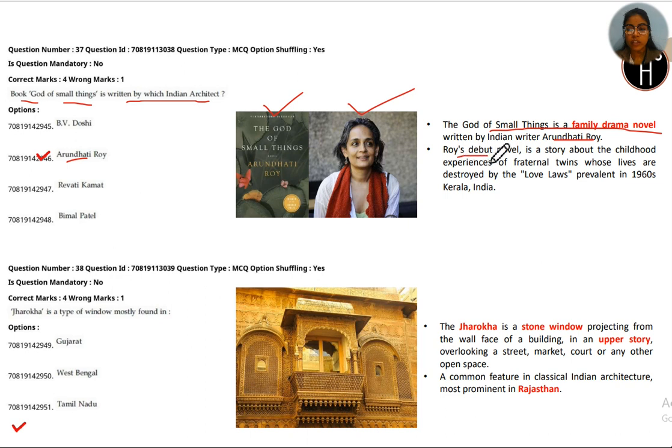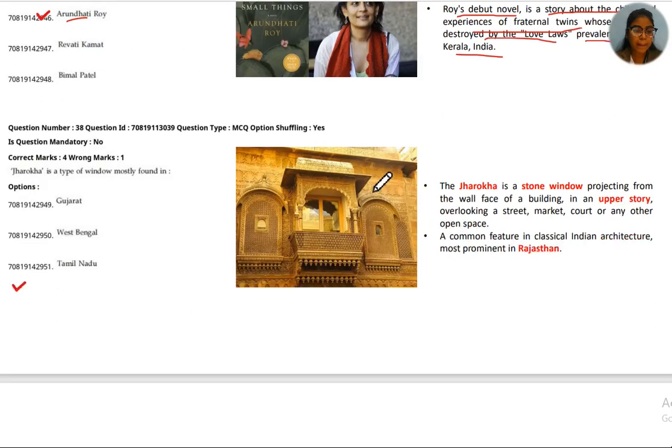Roy's debut novel is a story about the childhood experience of fraternal twins whose lives are destroyed by the love laws prevalent in 1960s Kerala, India. So, basically, it is a family drama type of novel, named The God of Small Things, which was written by Indian author Arundhati Roy. That's it. Remember only these points.